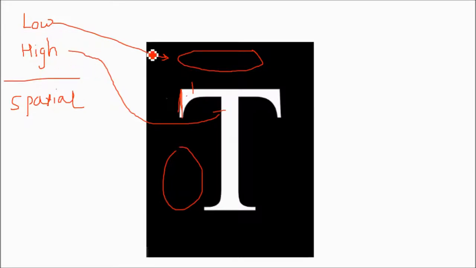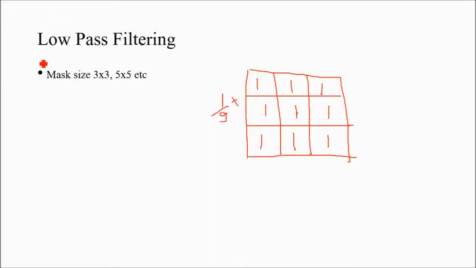Whenever we apply low pass filtering, the whole image will remain the same, only the edges will get blurred. And whenever we perform high pass filtering, the low pass region will be removed and only edges will be shown. So the edge, the outline of the T, will be shown if we apply a high pass filter. First of all, we'll discuss low pass filtering.